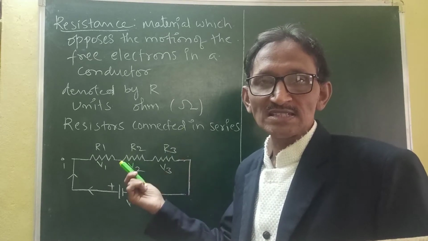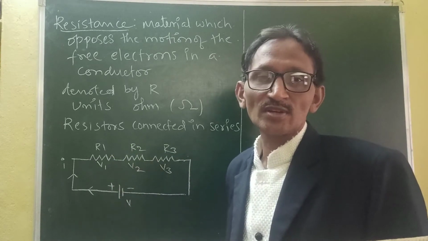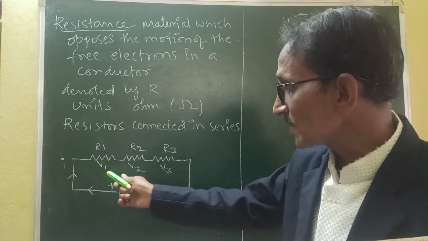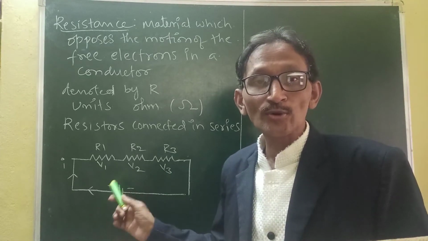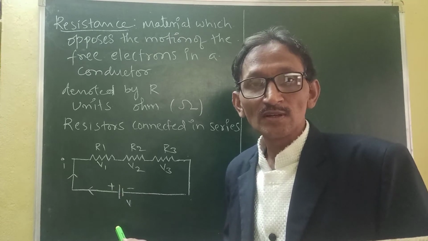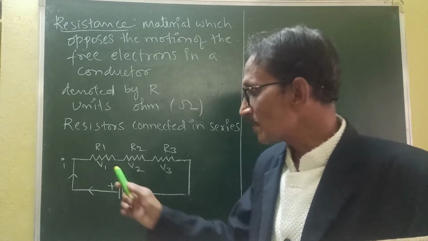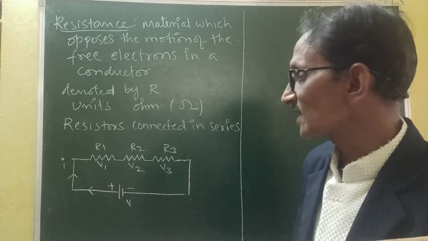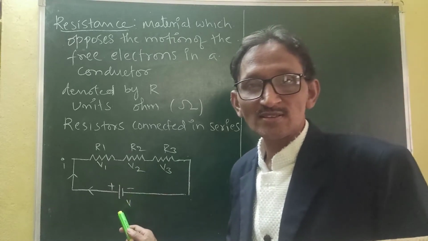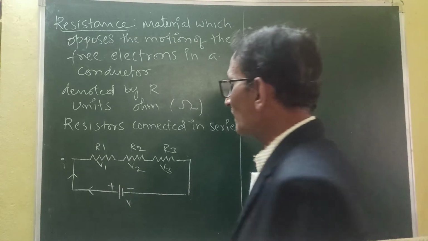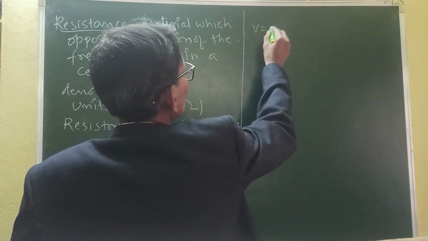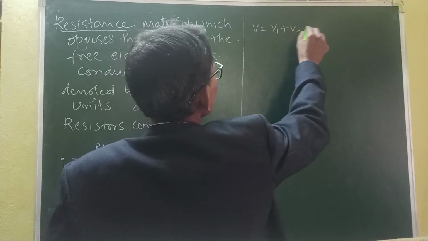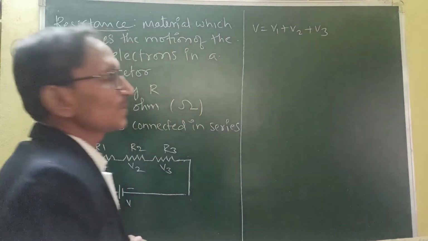But at every resistor a potential difference is observed. So the sum of the potential differences across each resistor is equal to the total potential difference across the terminals of the battery. So the current remains the same. So we take V equal to V1 plus V2 plus V3.